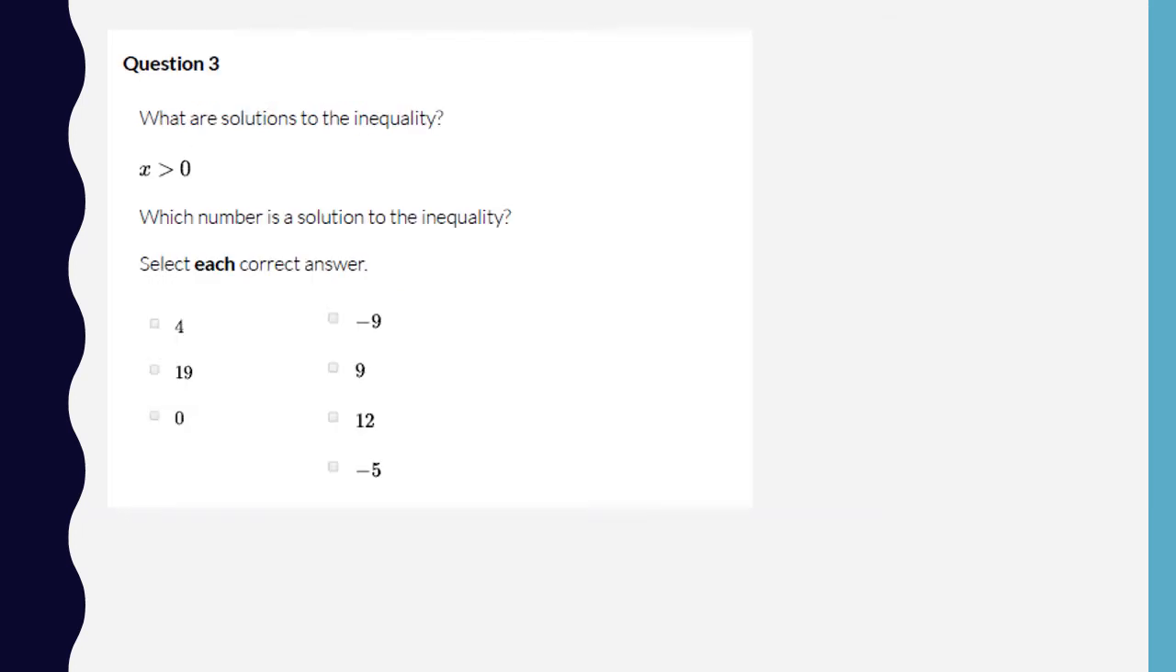What are solutions to this inequality? So this inequality says x is greater than 0. So that means I need to choose answers that are greater than 0. 0 is not included, so it cannot be a solution. Greater than 0, 4 is greater than 0. 19 is greater than 0. Negative 9 is not greater. 9 is greater. 12 is greater, but negative 5 is not.